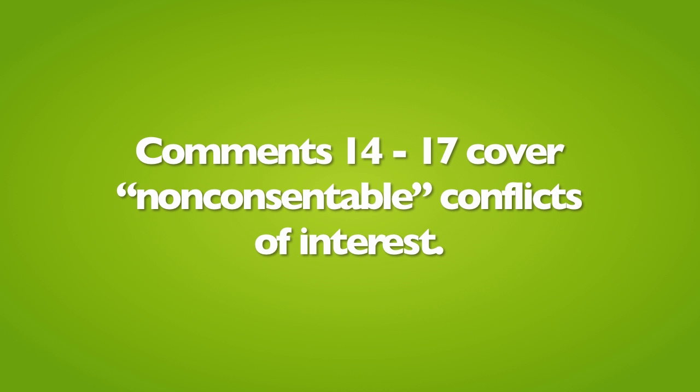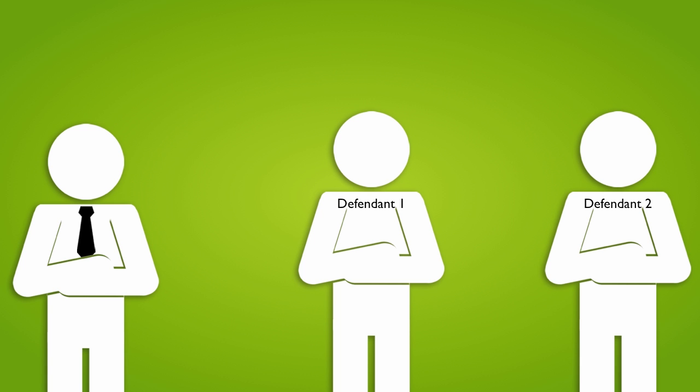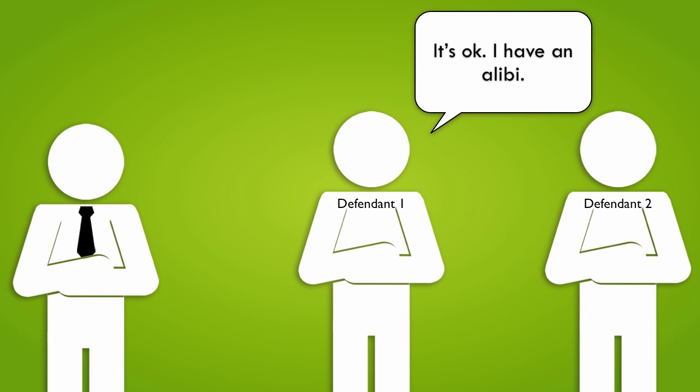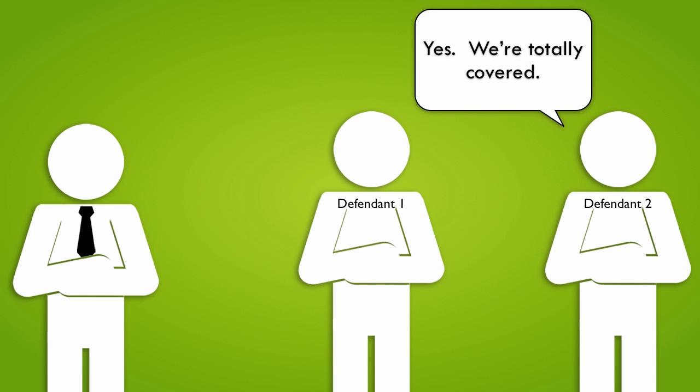Comments 14 through 17 discuss non-consentable conflicts of interest. If the conflict is one that reasonable clients might waive, the lawyer must ensure that both clients are fully informed about the conflict, including any problems that might arise as the case goes forward. For example, if both co-defendants initially claim to have an alibi and a complete defense to any involvement in the crime, it might seem that representation could be undertaken.